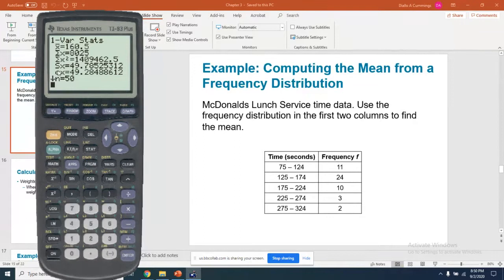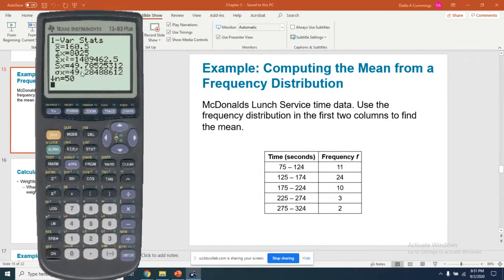The Sx that you see, this is the standard deviation. Now, there is a problem further along where you're given a frequency distribution and you're asked to find the standard deviation instead of the mean. If that's the case, you would use the same procedure. You would find the midpoint for every class. Then in your calculator, you would set up L1 as the midpoint, L2 as your frequency values. You would calculate the one variable statistics. And this Sx is the standard deviation. This funny looking circle that you see, that's sigma x, the population standard deviation.